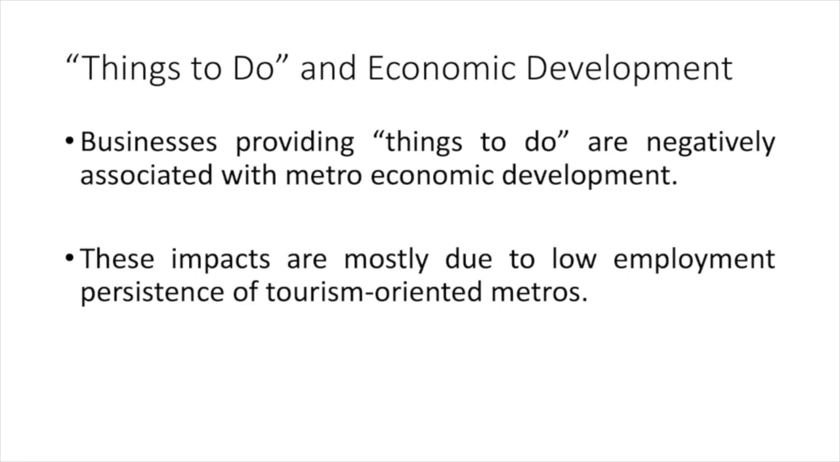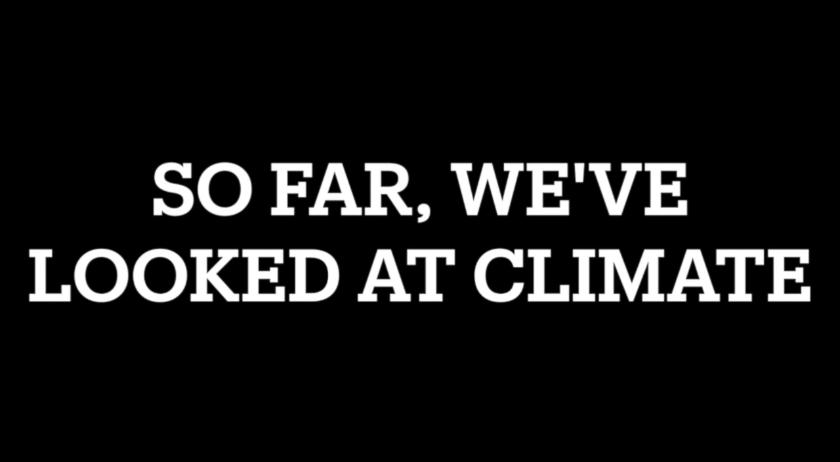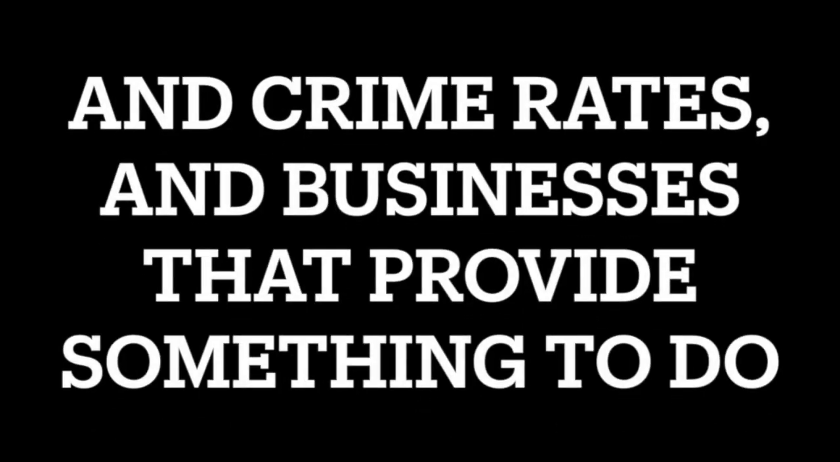First, we find that these types of businesses are negatively associated with the economic development of U.S. metropolitan areas. And as it turns out, these impacts are mostly due to the low employment persistence of tourism-oriented regions. So now let's summarize the types of amenities that we have considered so far. We looked at climate as measured by January temperature in the previous video, and in this video we've thought about crime rates, which is a disamenity, and now businesses that provide something to do.